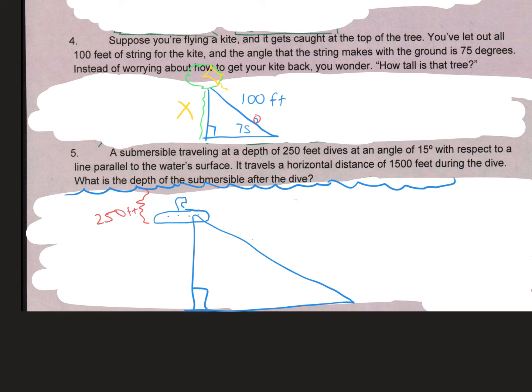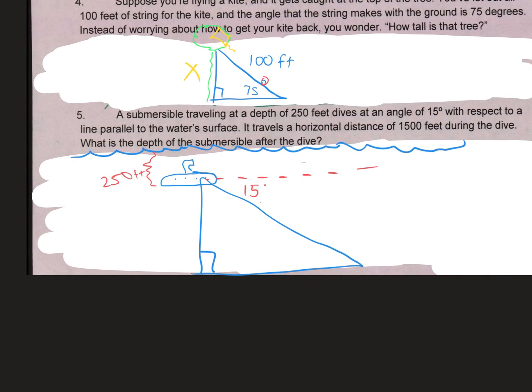It says the submersible dives at an angle of 15 degrees with respect to a line parallel to the water surface. If something is diving, which way is it going? It's going down. Okay, does that make sense? So they just gave me, Ashma, on that one, the angle of depression. So guys, here's a choice. Do you want to use 15 in your calculations, or do you want to use a different number?